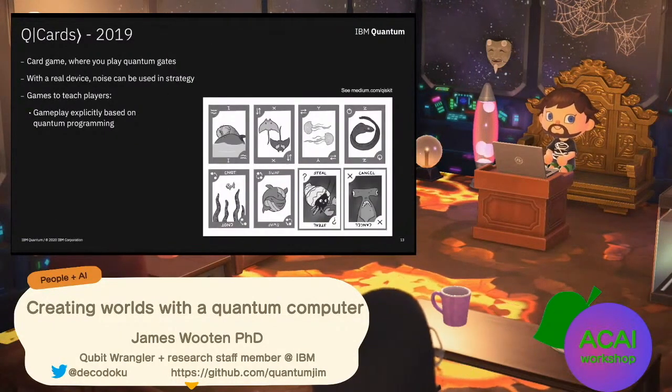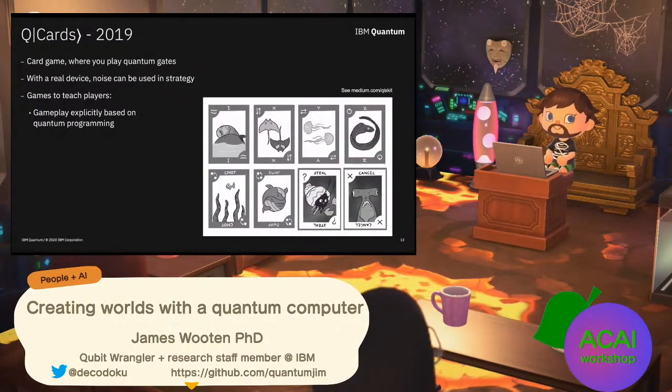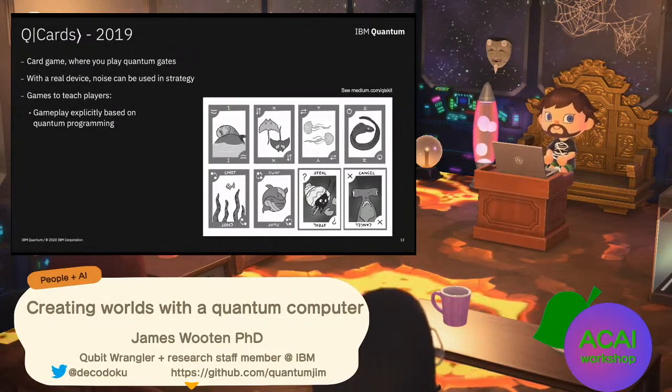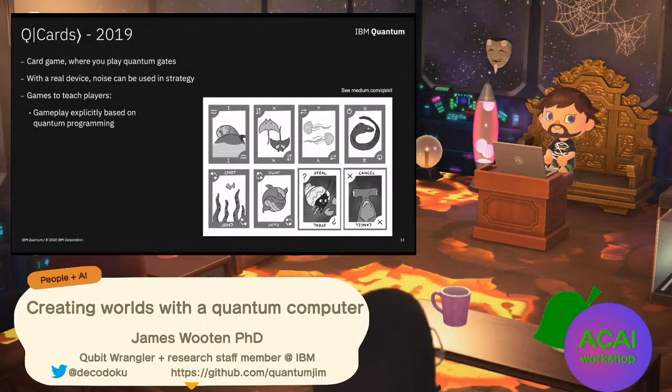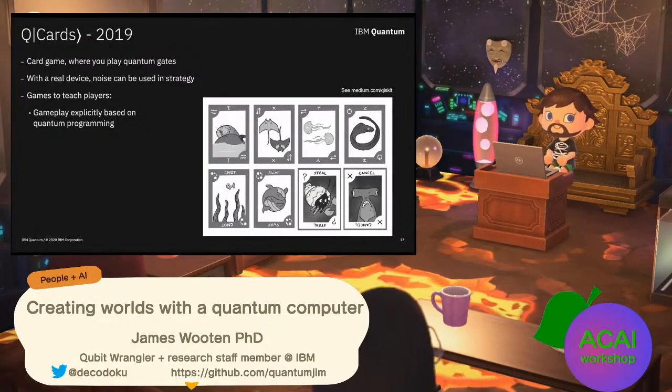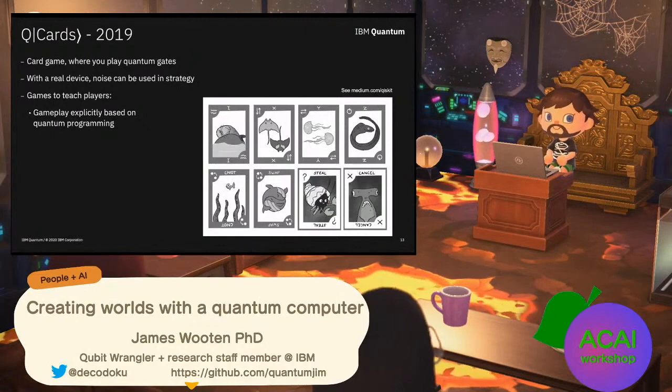And then in 2019, we had a game jam, and the two games I've discussed so far were made by me. Then in the game jam, other people started making games, and one of them that ran on a real quantum computer was called Q Cards. It's actually a physical card game in which each card represents the basic operations of quantum computing, and by playing them, you get a sense of how they work in this more relatable scenario. And then at the end, you run it on a quantum computer to see who won.